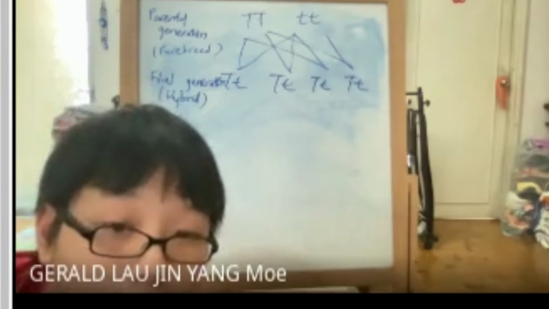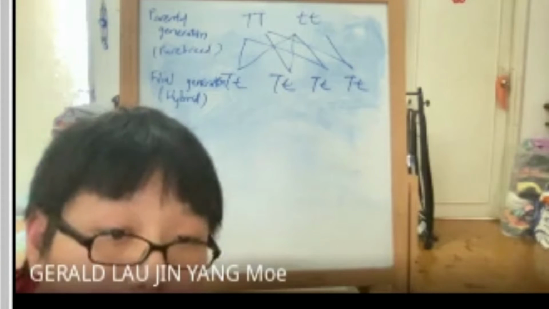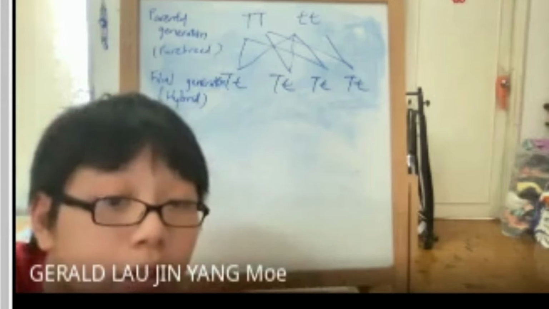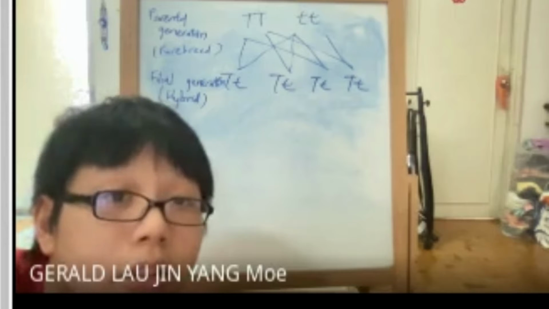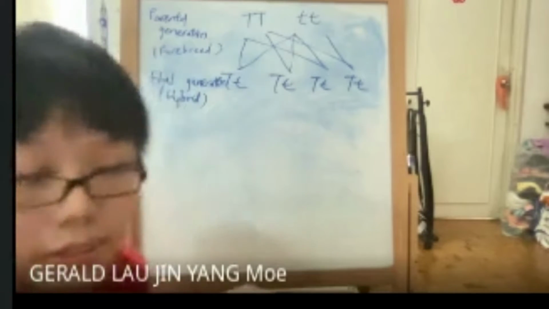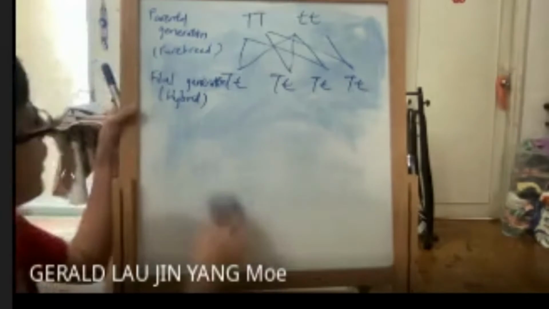Homologous chromosomes separate during meiosis. Second filial generation. This one you can read yourself. Now let's go to schematic diagram. Schematic diagram is very important in inheritance.